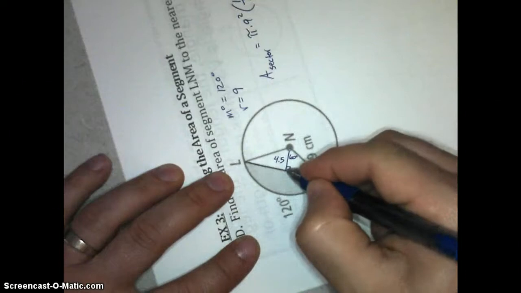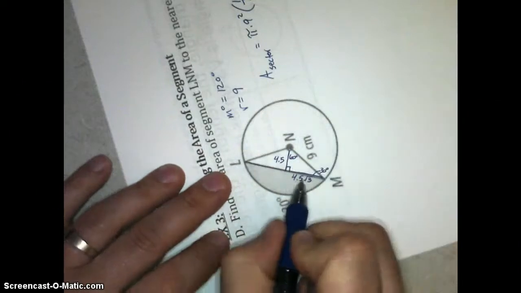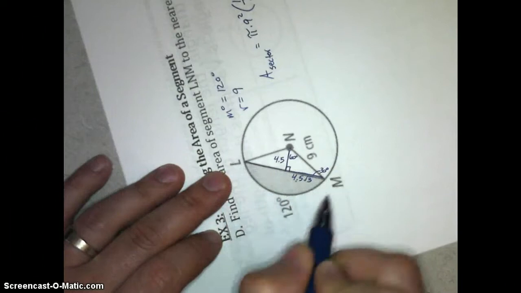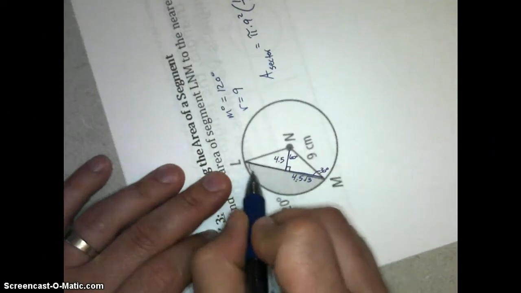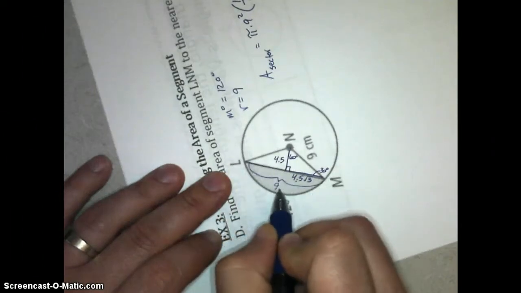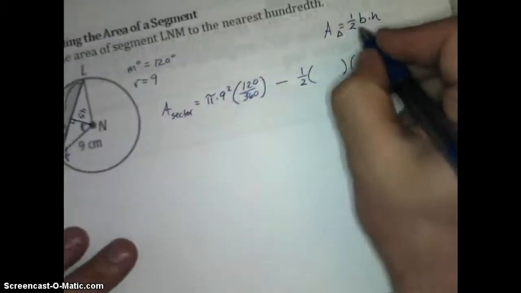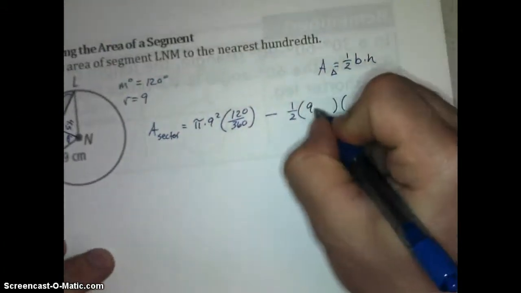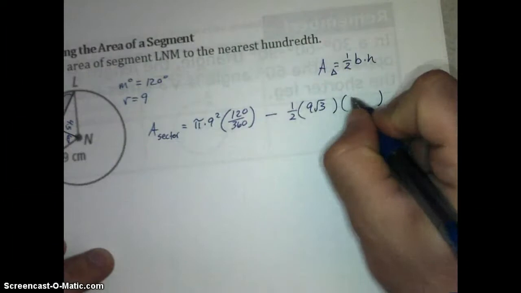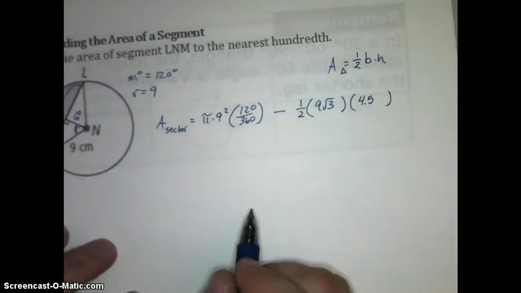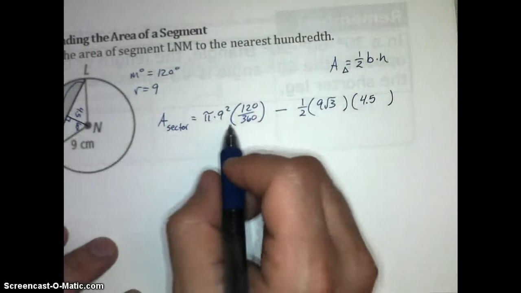So I already know the height of my triangle is 4.5. The base of my triangle is 4.5 root 3 times 2. So that whole base is 9 root 3. Now I'm going to turn this around. The base of our triangle, we said, was 9 root 3. The height of a triangle was 4.5. And so that's how I find my triangle area. So I'm going to reduce all this as far as I can.